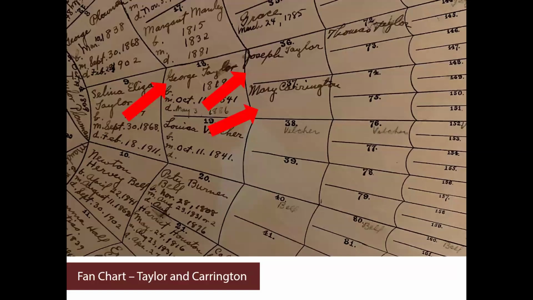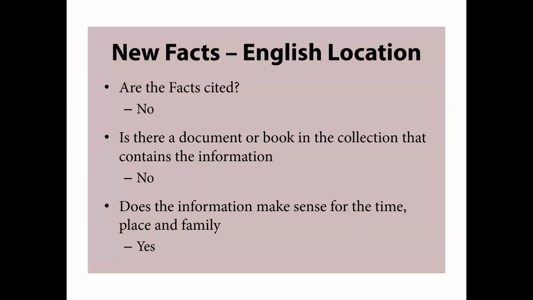This is what Anne's grandmother recorded on her fan chart. George Taylor, born about 1819, died 1886, to parents Joseph Taylor and Mary Carrington. Well, let's evaluate the items that we have here. Are the facts cited? No, we don't have a citation for that information. Do we have a document or book in the collection that contains the information? No. Does the information make sense for the time, place, and family? Yes. So we do have some information that still should be evaluated with the English location, but we need to add this to our to-do list.